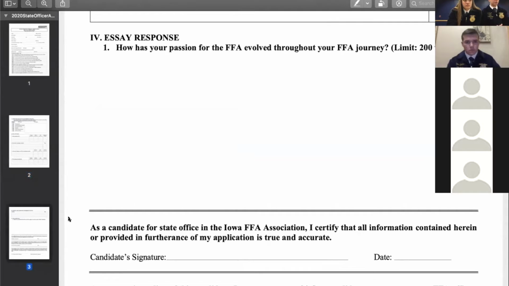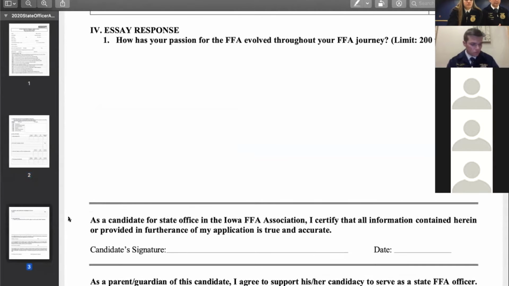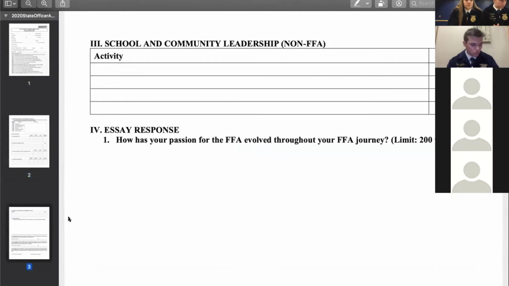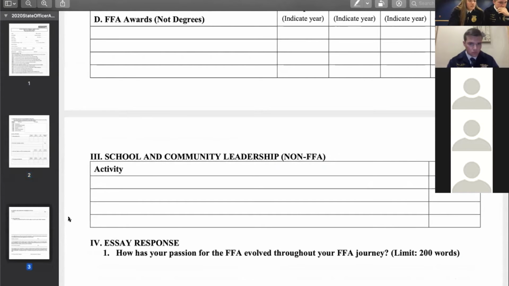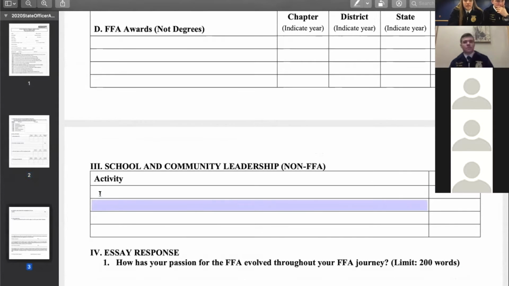So you'll have about 200 words for that. That's pretty nice to have a little more room there to explain yourself. Before we go farther, we got the question of what would an example of above the chapter level activity be?